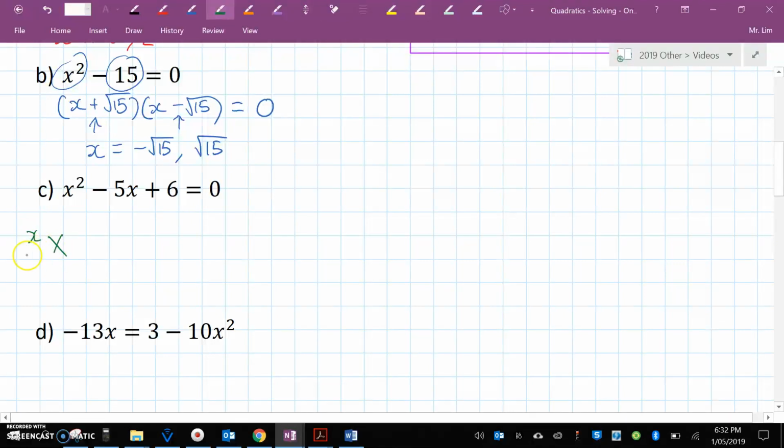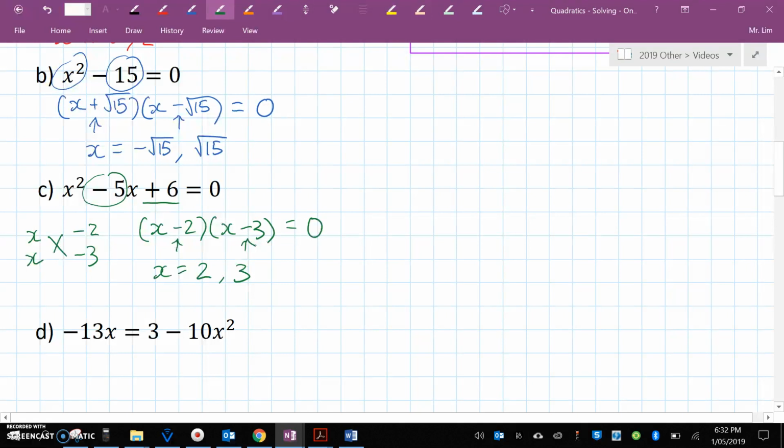Cross, cross, x, x. What two numbers multiply to positive 6 but add to negative 5? Those two numbers are negative 2 and negative 3. So when we factorize this, x minus 2, x minus 3 is equal to 0. We know that x therefore has to equal positive 2 or positive 3. Okay, opposite sign and opposite sign, positive 2 and positive 3.